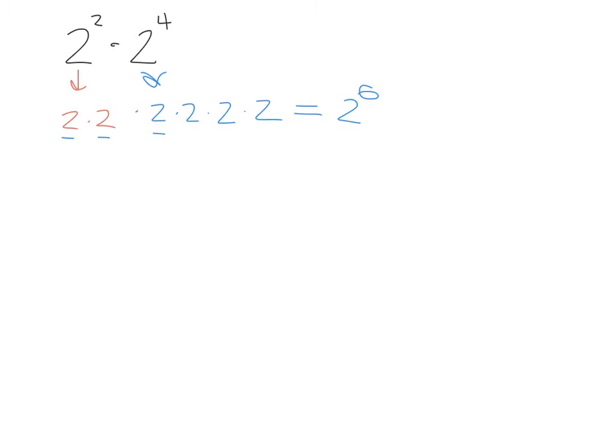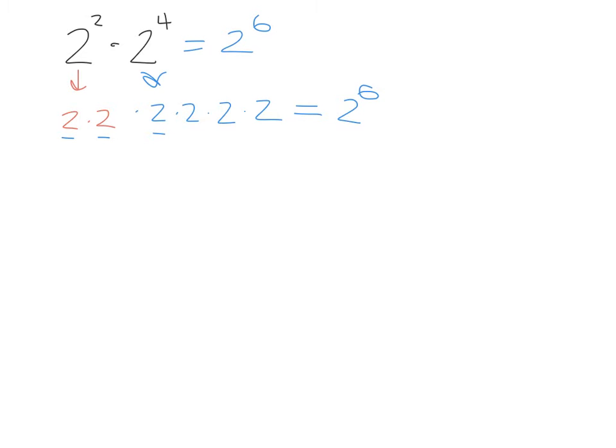So when I see 2 to the 2nd power times 2 to the 4th power, I'm going to write out what this actually means. 2 to the 2nd power means 2 times 2. And 2 to the 4th power, 2 times 2 times 2 times 2, 4 of them. Altogether, if you're going to add up all these 2's, I have 2 to the 6th power. So 2 squared times 2 to the 4th equals 2 to the 6th power.